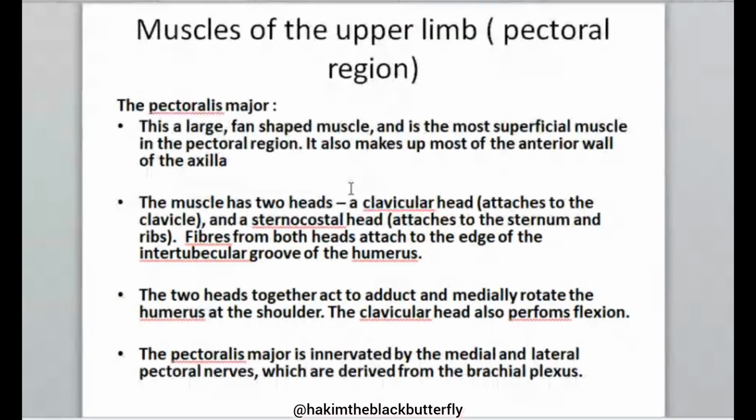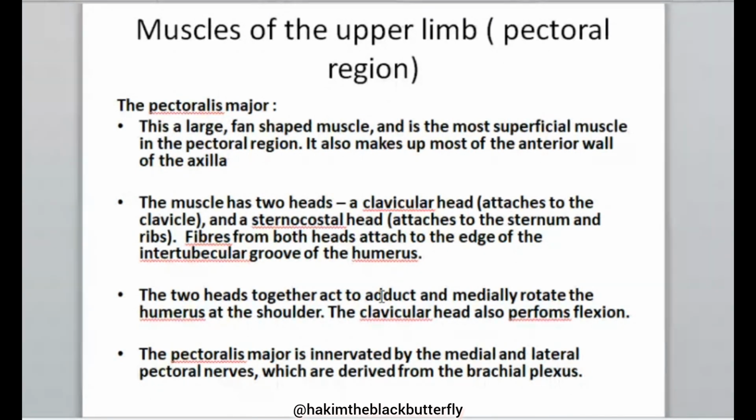So we have talked about the origin of pectoralis major, the clavicle and the sternum, the insertion, the lateral lip of the bicipital groove, and then the nerve supply, the medial and lateral pectoral nerve. What about the action?